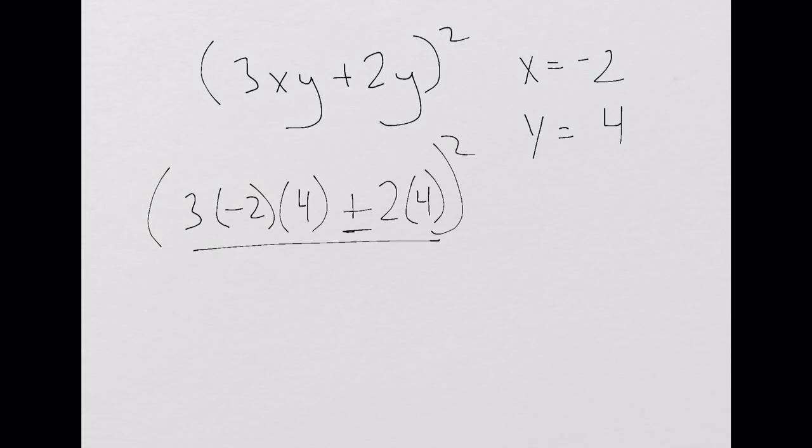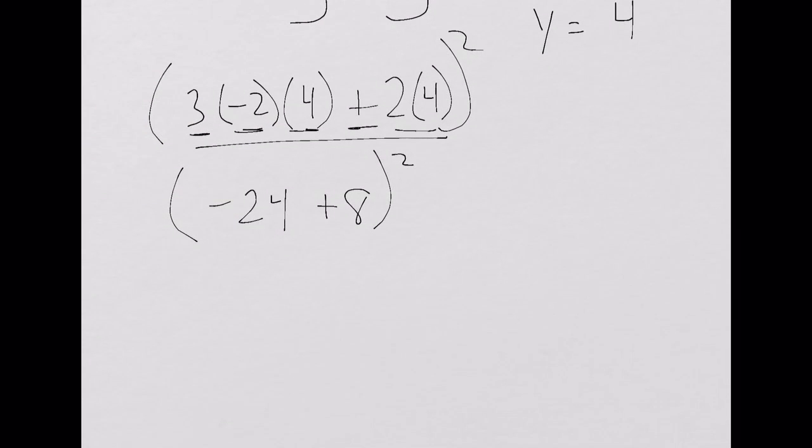sign that separates these two products. So let's do all the multiplication first. So I have negative 3 times negative 2, which is negative 6, and then negative 6 times 4 gives me negative 24, plus 2 times 4, which is 8. Then I'll have negative 24 plus 8.